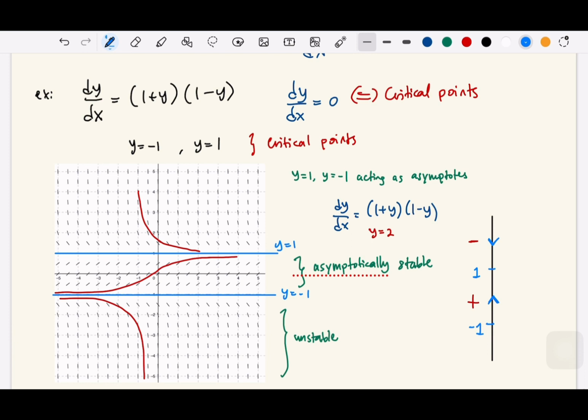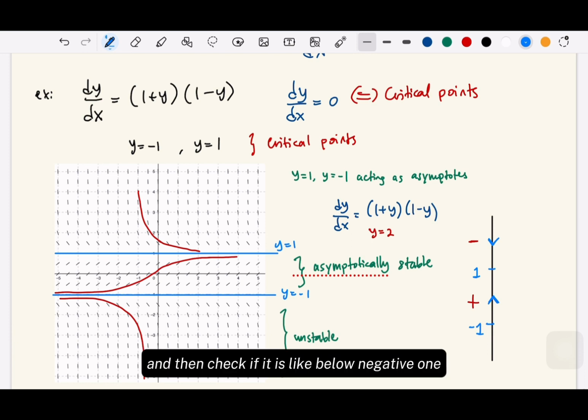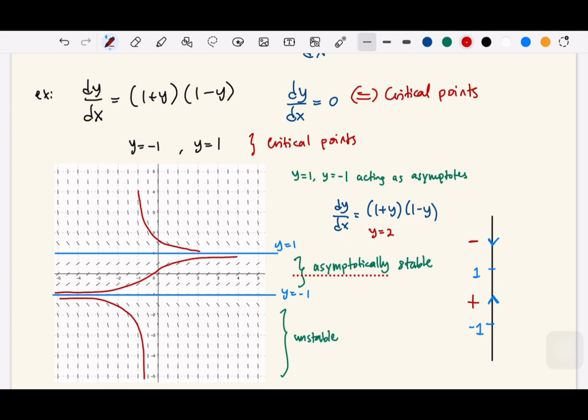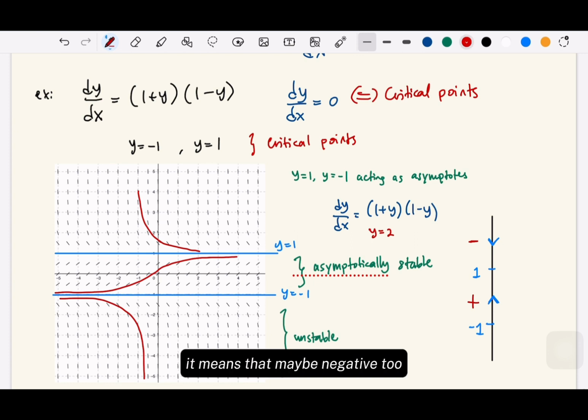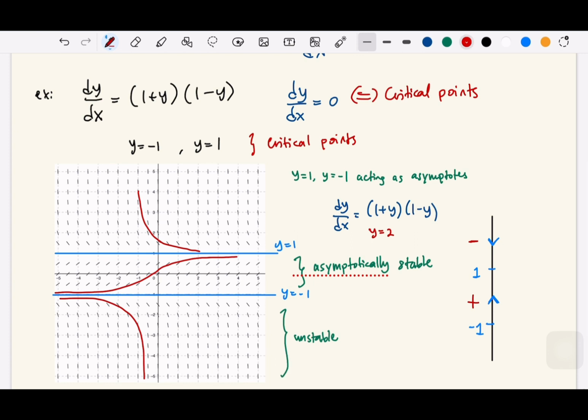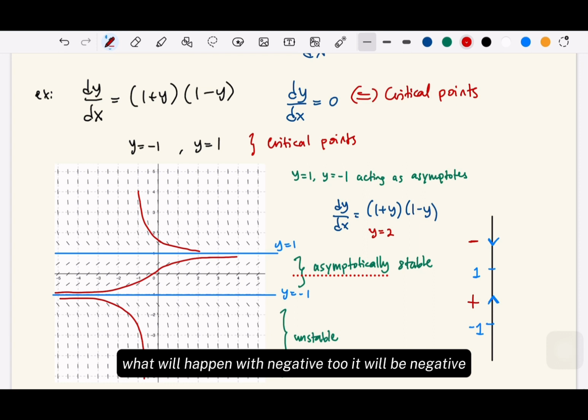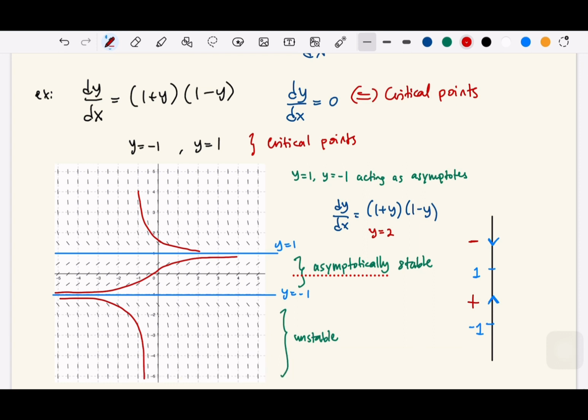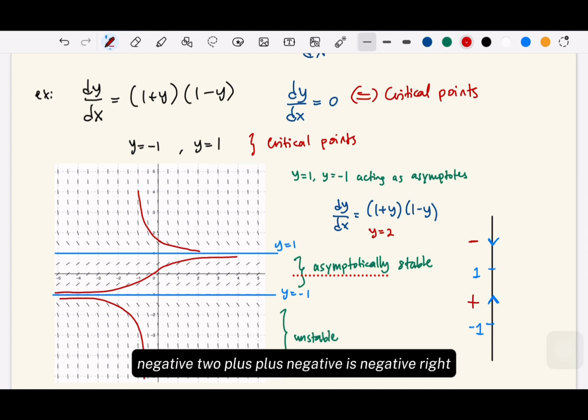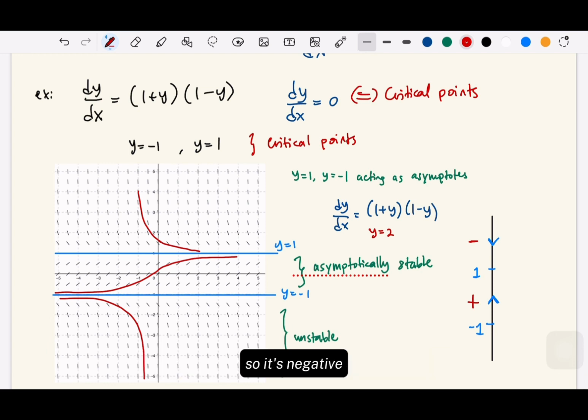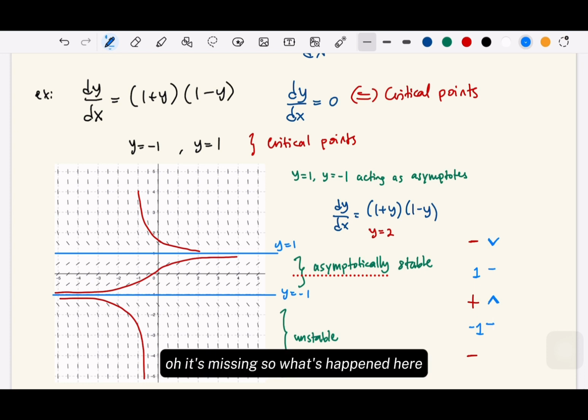And then check below -1, it means maybe -2. What will happen with -2? It will be negative. -2 plus... it's negative, right? So it's negative, and then we go back down.